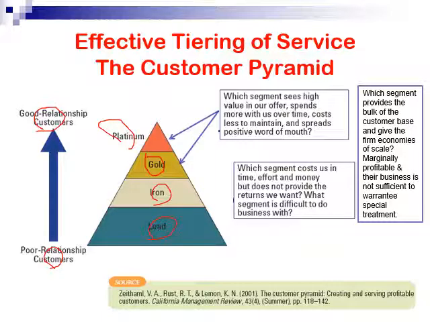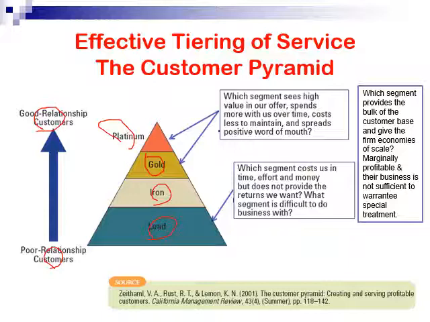Of course, the top two tiers in this pyramid, platinum and gold, are most profitable. They are kind of our partners. So we call them loyal customers, right? Which segments cost us in time, effort, and money, but do not provide us the return we want? They are very difficult to maintain and difficult to do business with. Which segment? Yes, the bottom of this pyramid, the customers in the lead group.